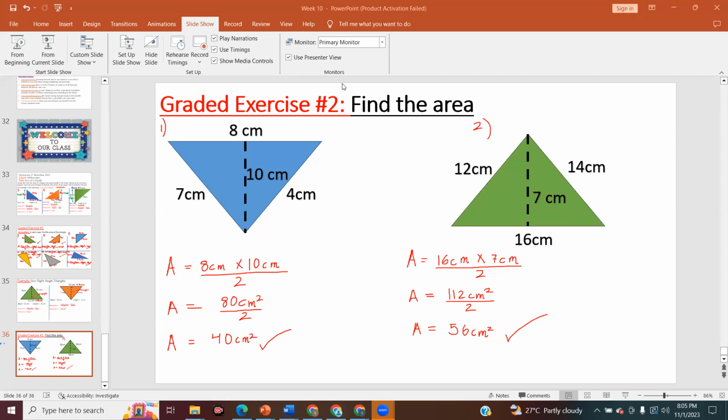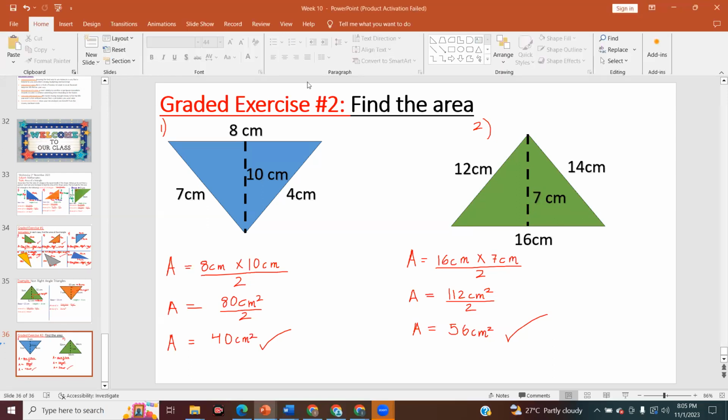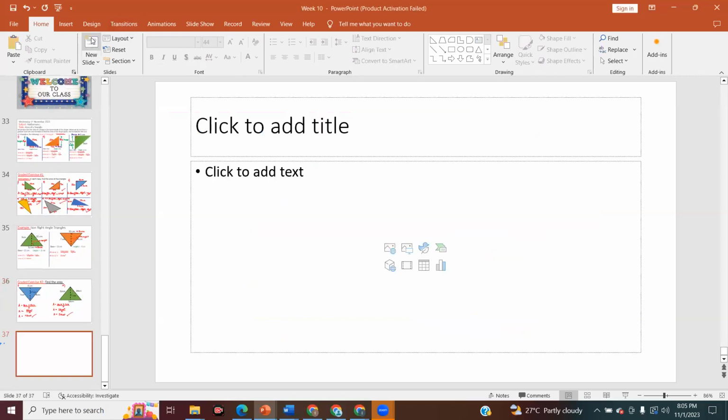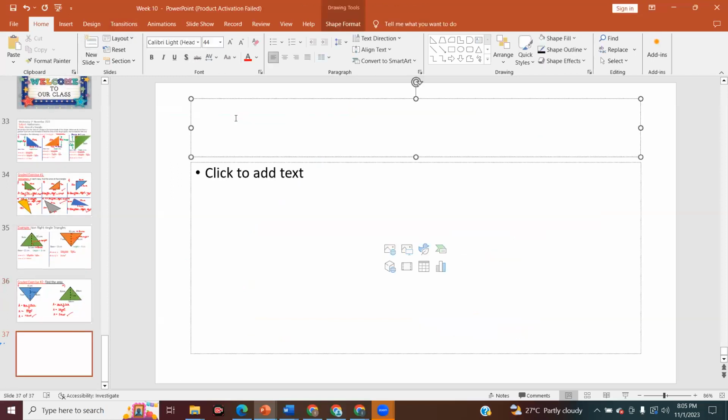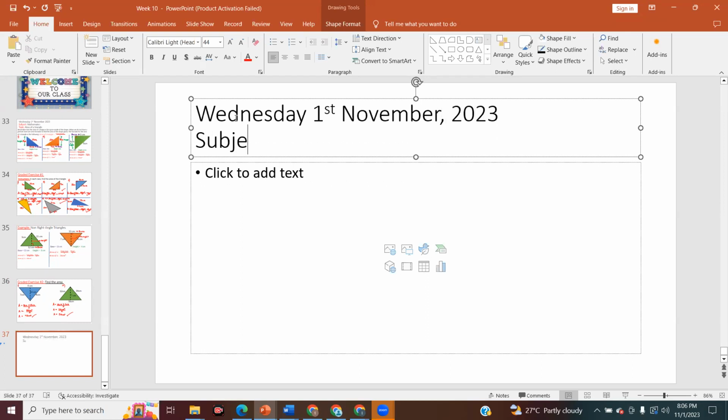Okay, so let's get going. Today we're going to be looking at something interesting. As you know, English is always something interesting. All right, so let's begin. Today is Wednesday. I cannot believe that today is Wednesday already, the 1st of November. I don't understand how it's basically 5 more weeks before December. That's crazy. The subject is, of course, English language.